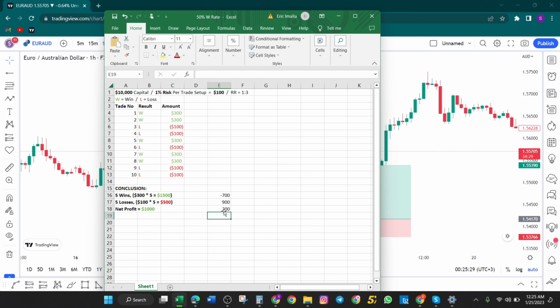Imagine having a 30% win rate, but you're still making 2%. It sounds like magic, but it's all the power of having a good risk to reward ratio. So now, long story short, the greater your risk to reward ratio, the higher chances of you becoming very profitable in the long run.